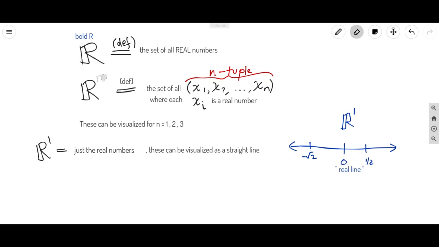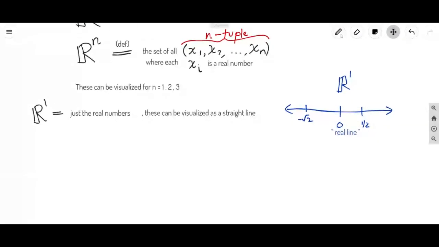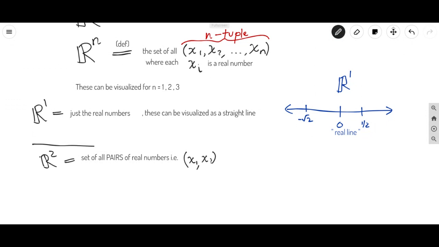This is what happens when the exponent is equal to 1. Now let's see what happens when the exponent is equal to 2. R^2 is the set of all pairs of real numbers. In other words, when we say a pair, we just mean a pair of two numbers together, maybe call the numbers x1 and x2. It's just the set of all pairs.